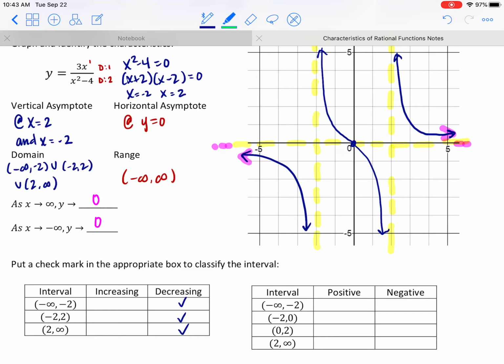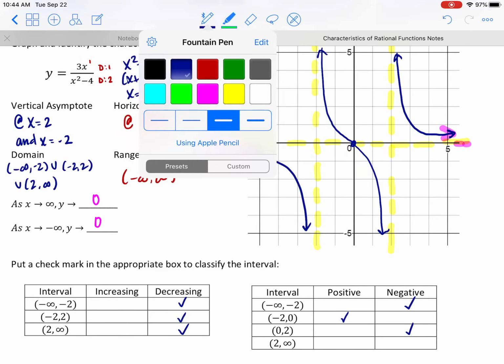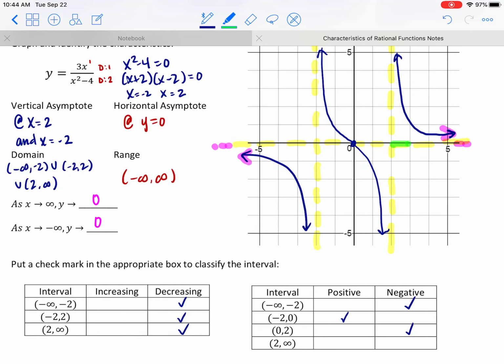Alright, how about positive versus negative? Okay, negative infinity to negative 2. That's again this interval. Is this piece above or below the x-axis? Well, it's below, and so we're going to say that that is negative. How about negative 2 to 0? That's this piece right here. That is above, so that's going to be positive. Okay, 0 to 2. 0 to 2, that's this interval, so this piece, which is definitely below, so that's going to be negative. And then 2 to infinity. 2 to infinity is this interval, so it corresponds with this piece. That's definitely above the x-axis, so that's going to be positive.